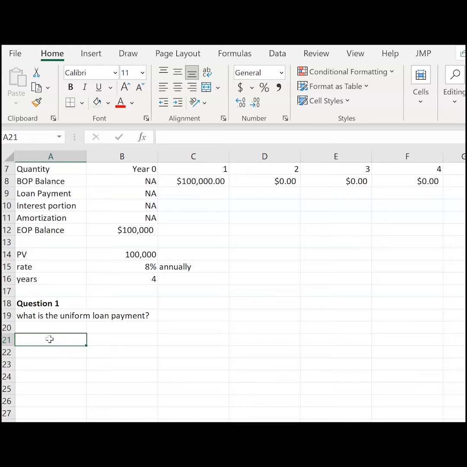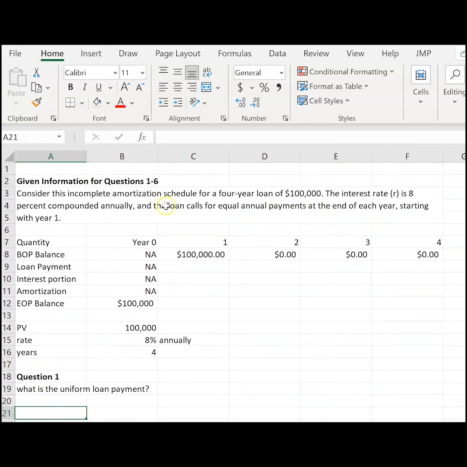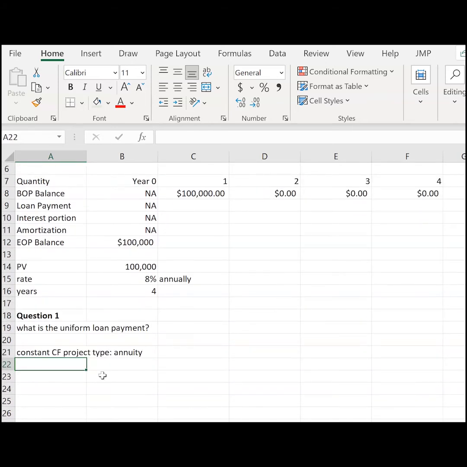In this case, it is going to be a constant cash flow project type, which means that we're going to use our annuity formula. We are not going to use our annuity due formula, because remember the difference between annuity and annuity due is that annuity due has the payment due at the beginning of period, when this clearly states at the very end of this little paragraph up here that equal payments are due at the end of each year. So this is just a regular annuity. All right, and I will just type out the annuity present value formula.